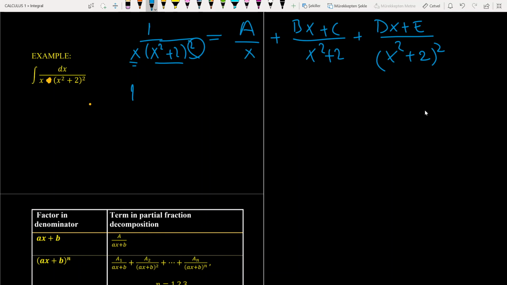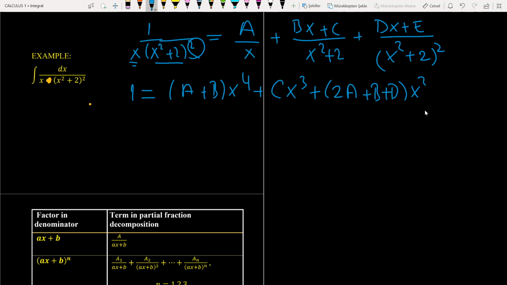Okay, so in this case 1 is equal to, if you make denominators equal to each other, the coefficient of x to the power 4 becomes a plus b. The coefficient of x cubed is c, and the coefficient of x squared is 2a plus b plus d. The coefficient of x is c plus e, and as a constant we have a.